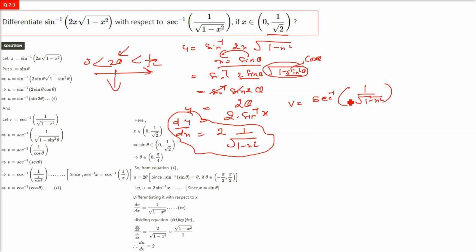Same thing here. In place of x, you can just put it as sine theta. So what do you get? Check. This is up to you. Now, v equals sec inverse of 1 minus x square. 1 minus sine square theta is what? Cos square theta. Under root cos square theta is cos theta. And 1 by cos theta is sec theta. So, you have sec inverse sec theta.